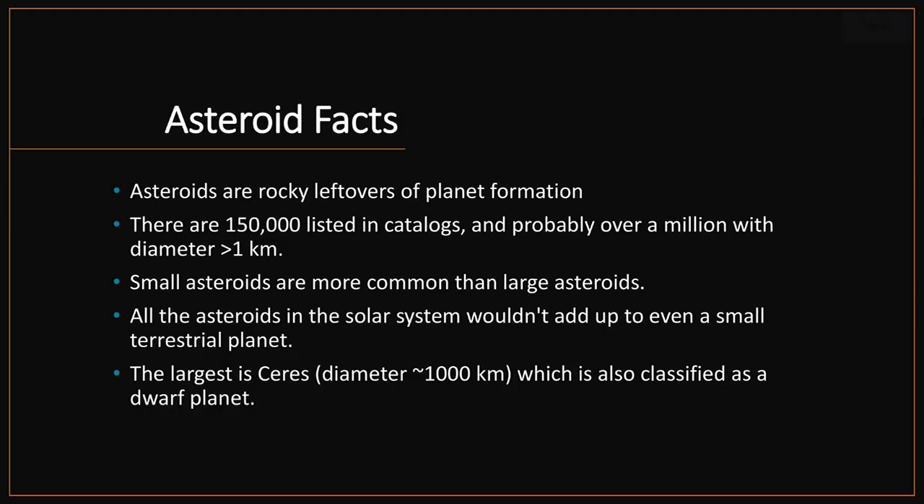If you were to take all of the mass of all the asteroids in the asteroid belt and make a planet out of them, it would still be the smallest planet in the solar system. So it would be much smaller than Mercury. The largest asteroid in the asteroid belt is actually classified as a dwarf planet. It's big enough that it's spherically shaped, but because there's a bunch of other stuff in its orbit, all the other asteroids, it's not considered to be a planet, it's a dwarf planet.